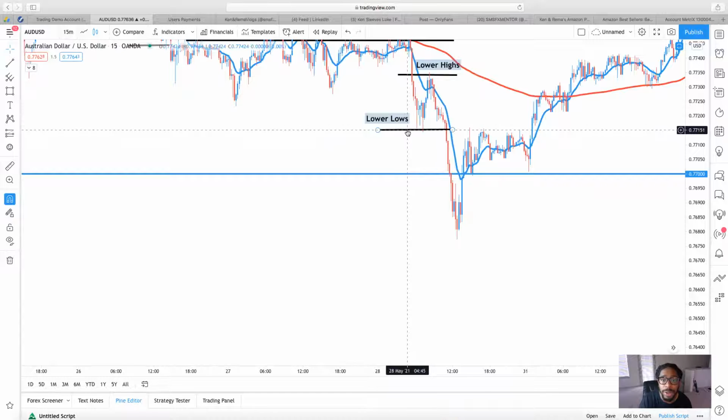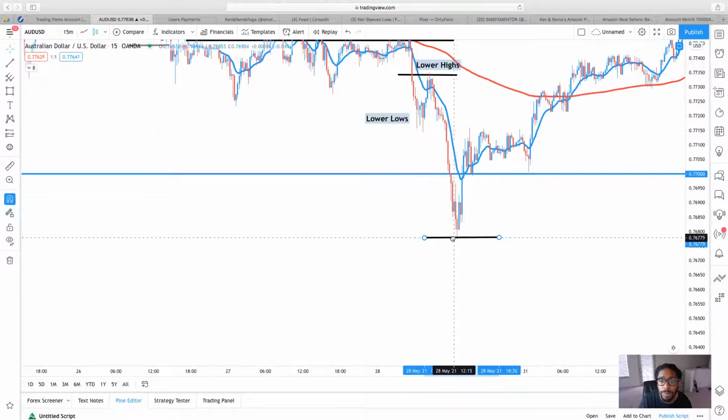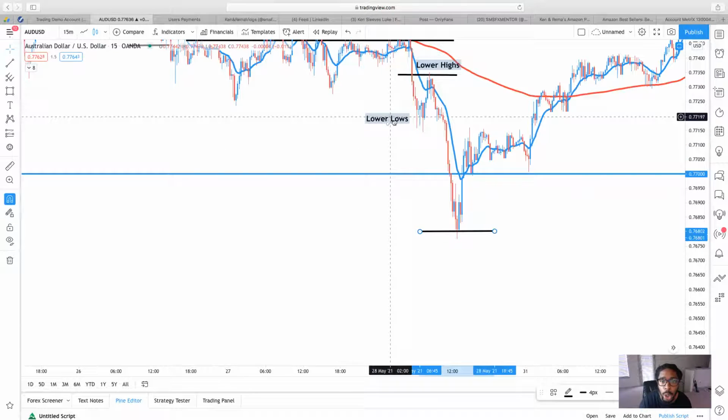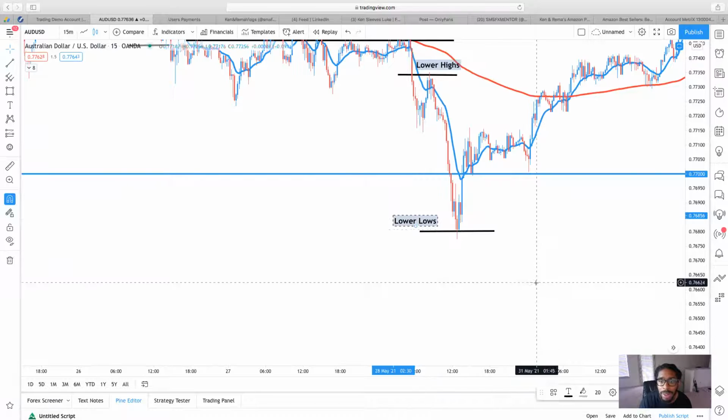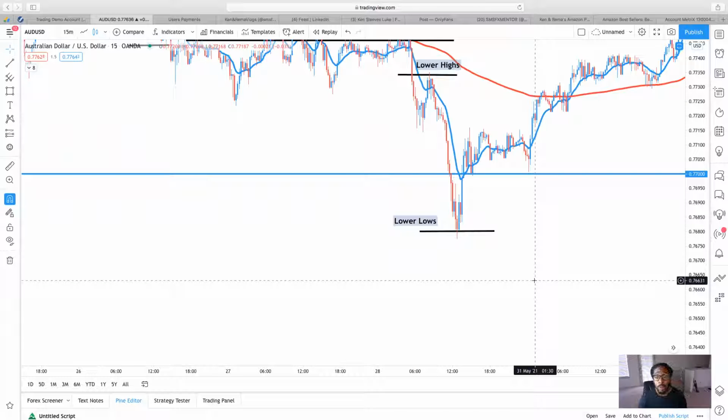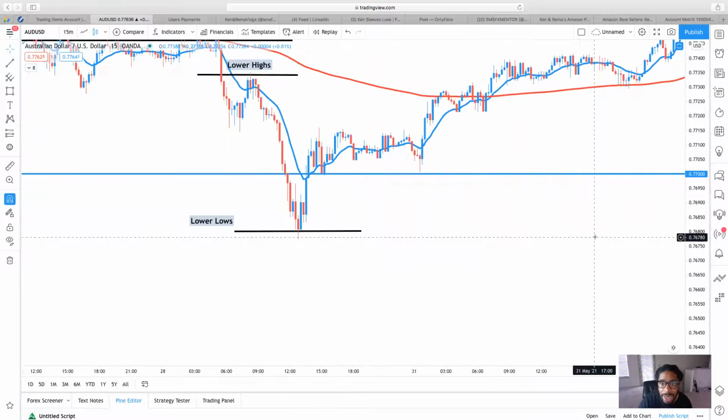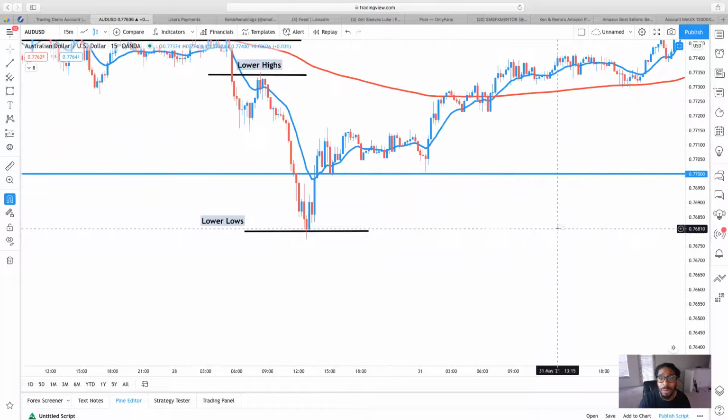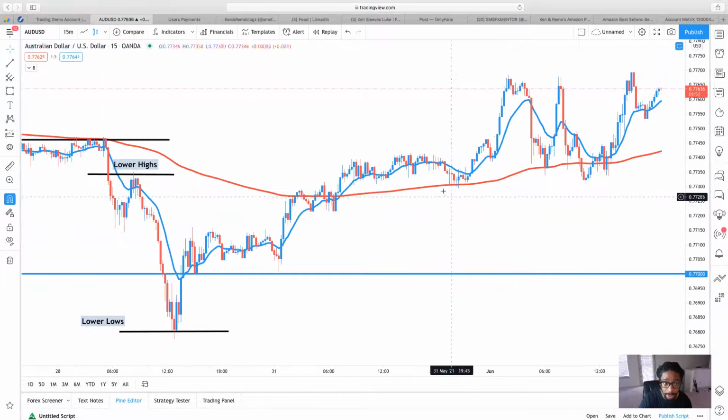Okay, so now you see price come all the way down, boom, create a lower low. Price came all the way down, created a lower low. So you're already understanding that, hey, I'm in a downtrend. And that is how you basically determine a downtrend, guys.